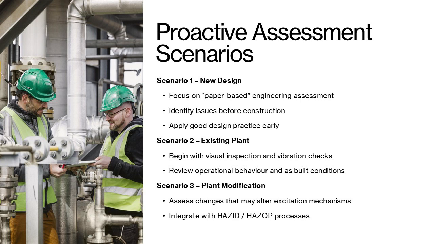Proactive assessment scenarios. Each case involves identifying potential excitation mechanisms and evaluating their impact on structural response, but the sequence of activities differs. Scenario 1, new design: focus on paper-based engineering assessment, identify issues before construction, and apply good design practice early. Scenario 2, existing plant: begin with visual inspection and vibration checks, and review operational behavior and as-built conditions. Scenario 3, plant modification: assess changes that may alter excitation mechanisms, and integrate with hazard or HAZOP processes.